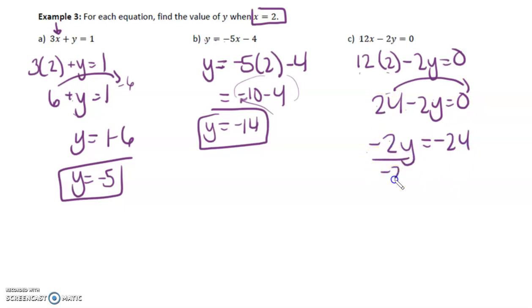Okay, so this negative 2, we can go ahead and divide it out. Those cancel. We get y equals 12.